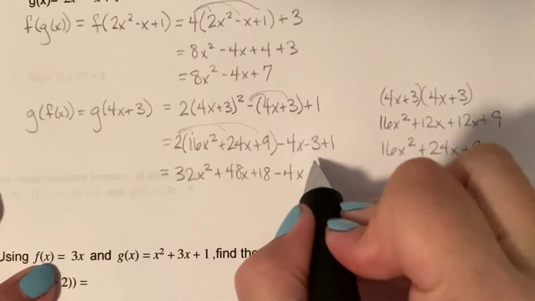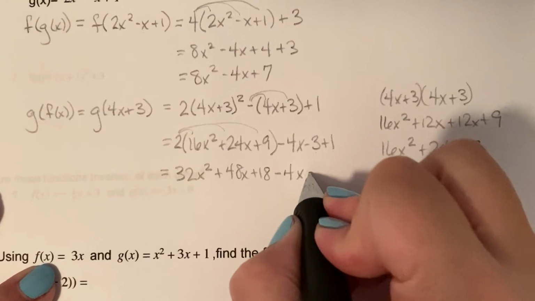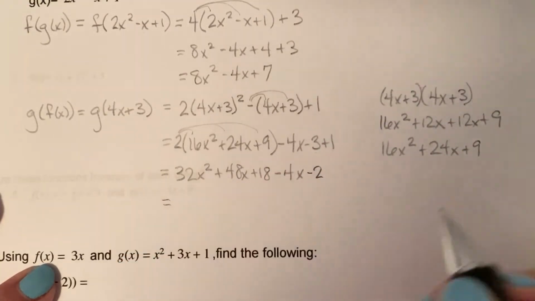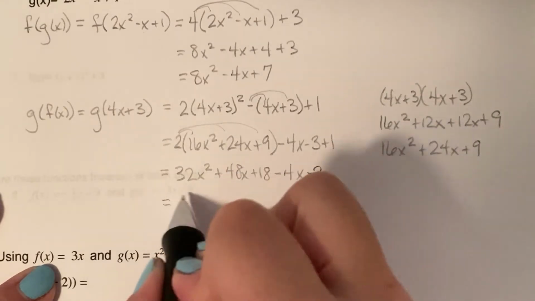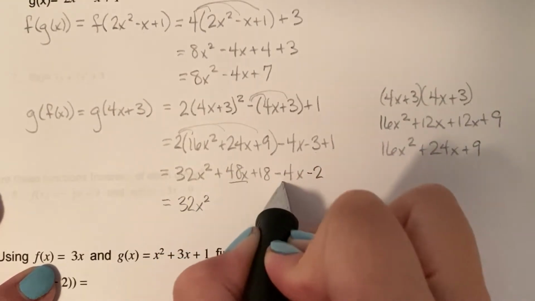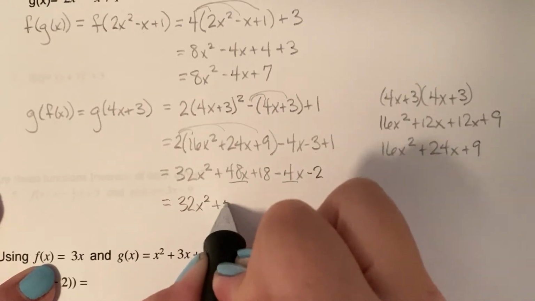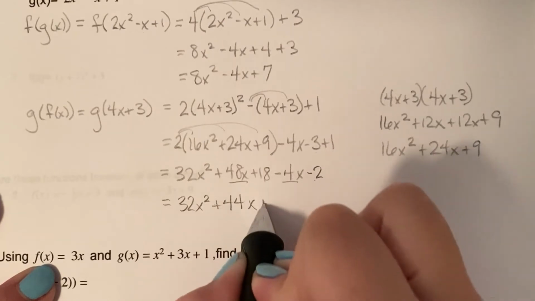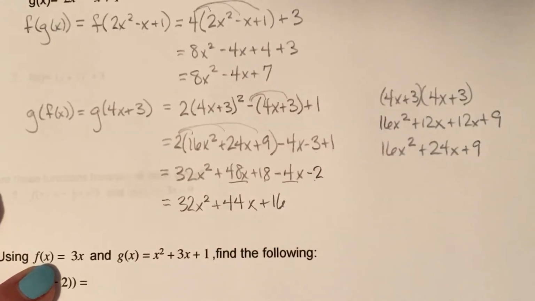One last step. So -3 plus 1, -2. Okay, combine like terms. No more squares. So plus 44x. And then 18 minus 2 plus 16. And that is it for g of f of x.